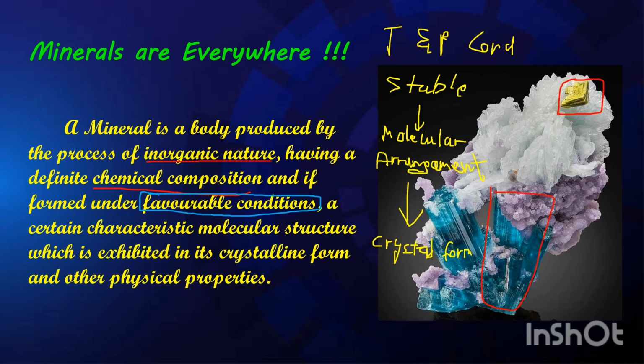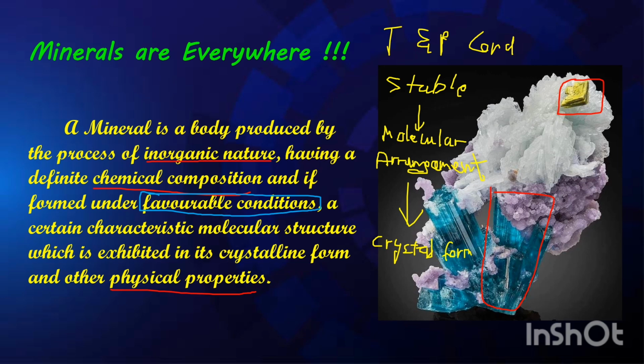So this is also the result of favorable conditions which led to the development of perfect crystalline forms, and also other physical properties. So when a crystal form is perfectly developed, it directly affects the symmetry, which automatically gives us the physical properties. I'll explain this in coming slides.